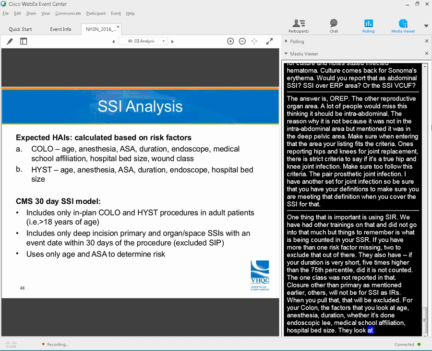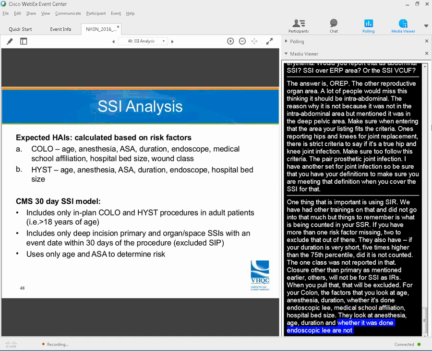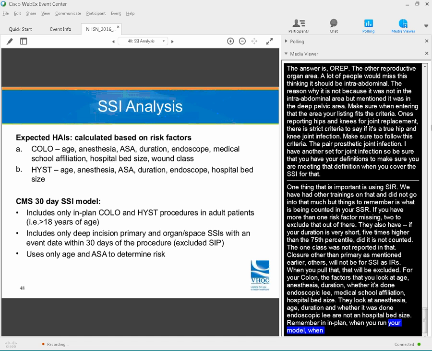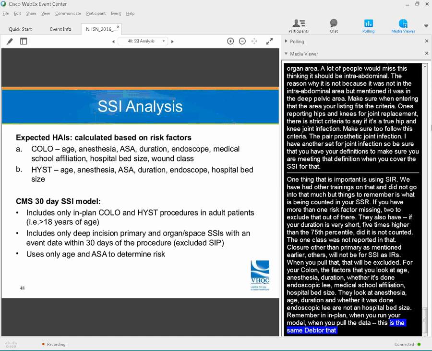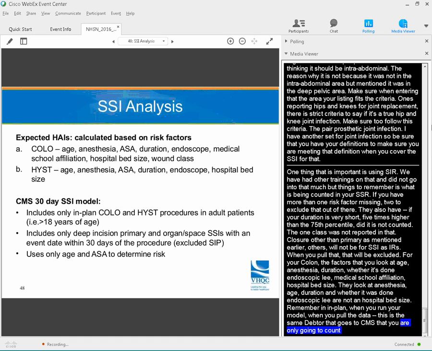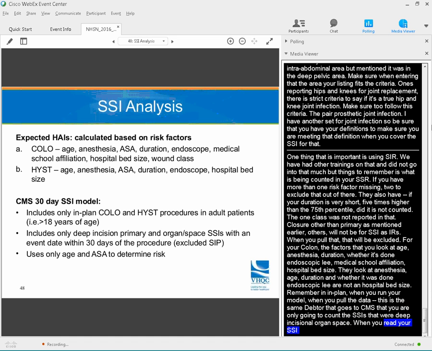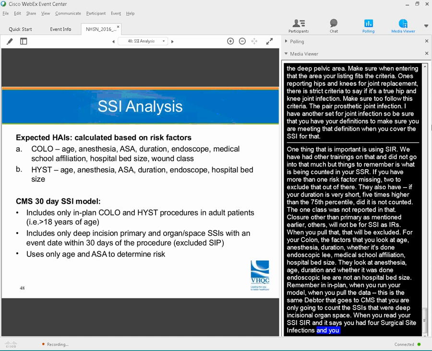So remember in NHSN, when you go to run your model and pull the data, and this is the same data that goes to CMS, they are only going to count your SSIs that were deep incisional or organ space. So if you run your SIR and it says you had 4 surgical site infections and you thought you had 6, it's probably because the other 2 were superficial. So just remember that when you're doing your comparison.